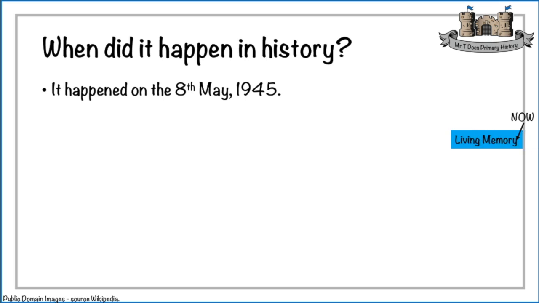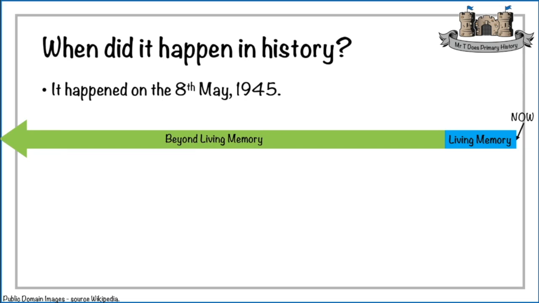The first is living memory. Now, living memory is all the things that have happened that can be remembered by people. If you notice, now is included in living memory. It's part of it. When we look further in the past, we come to a new concept. That's called beyond living memory. That can't be remembered by people today because it's too far in the past.